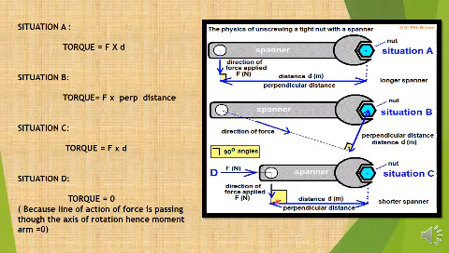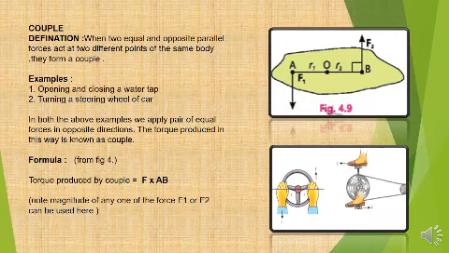Finally, we will discuss couple. When we say couple, it means a pair, or when two equal and opposite parallel forces act at two different points on the same body, they form a couple. For example, opening and closing a water tap, turning a steering wheel of a car. In both the above examples, we apply a pair of equal forces in opposite directions. The torque produced in this way is known as couple.